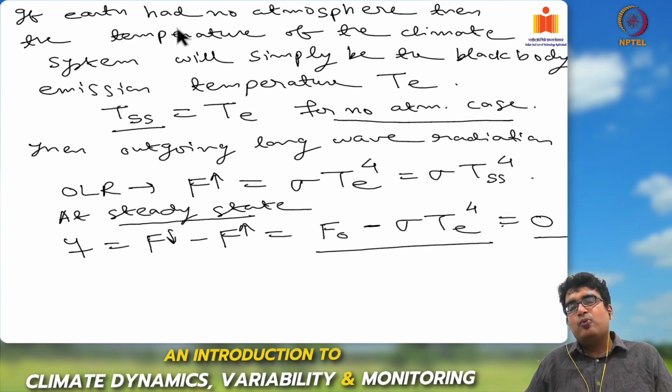So this is a case where we can assume that Earth has no atmosphere, or whatever atmosphere it has is completely transparent to both shortwave and longwave radiation. So you can think of a planet with a complete nitrogen atmosphere and no water vapor, for example. Such an atmosphere will never interact with either the shortwave radiation or the longwave radiation, and so that is almost equal to having no atmosphere. Then the climate system's temperature will simply be the blackbody emission temperature TE.